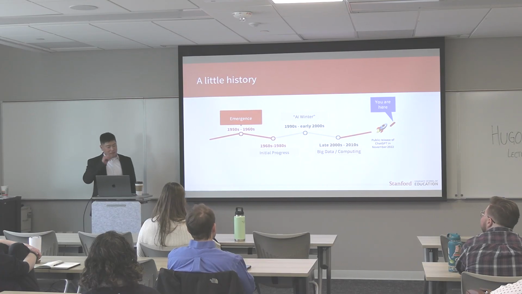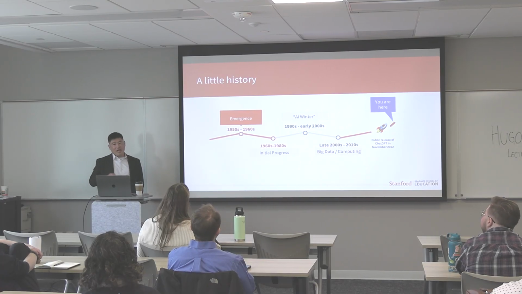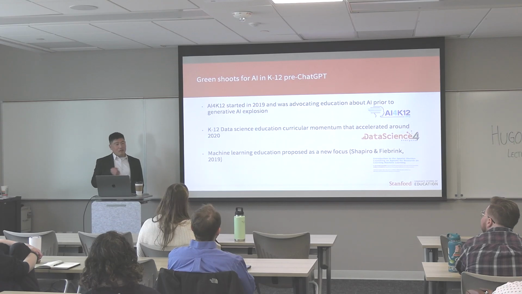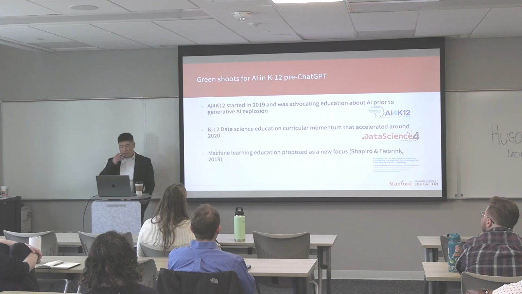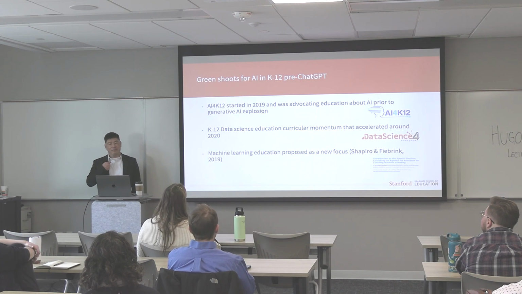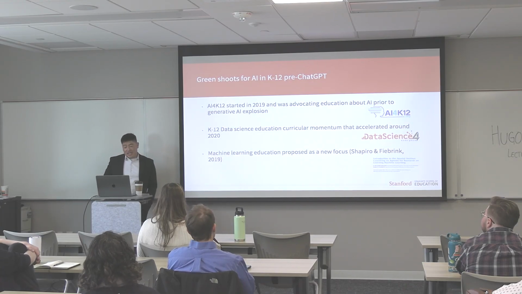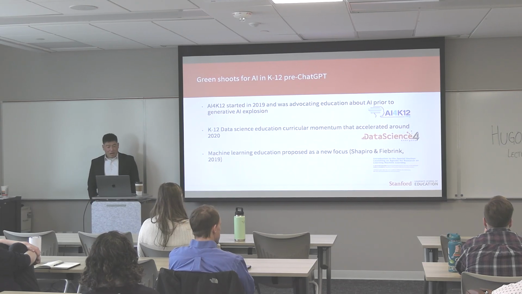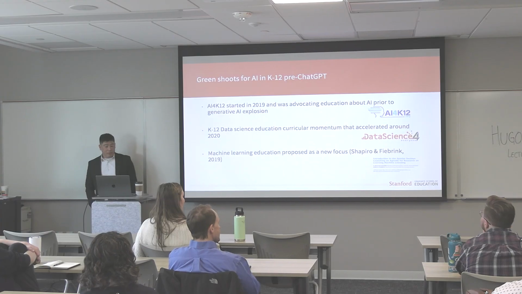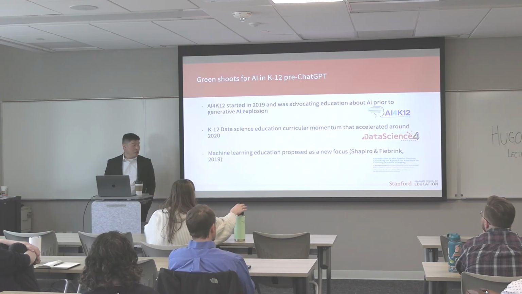But I wanted to put this in a little bit of historical context because even when thinking about AI in education, we already had green shoots for AI even before this rocket fuel explosion. A few things I'll point out: AI for K-12 started in 2019. This is an organization based primarily out of Carnegie Mellon and the University of Florida. They were advocating education about AI prior to generative AI being a thing, when people were thinking about maybe we should teach about recommender systems, or what is machine learning.